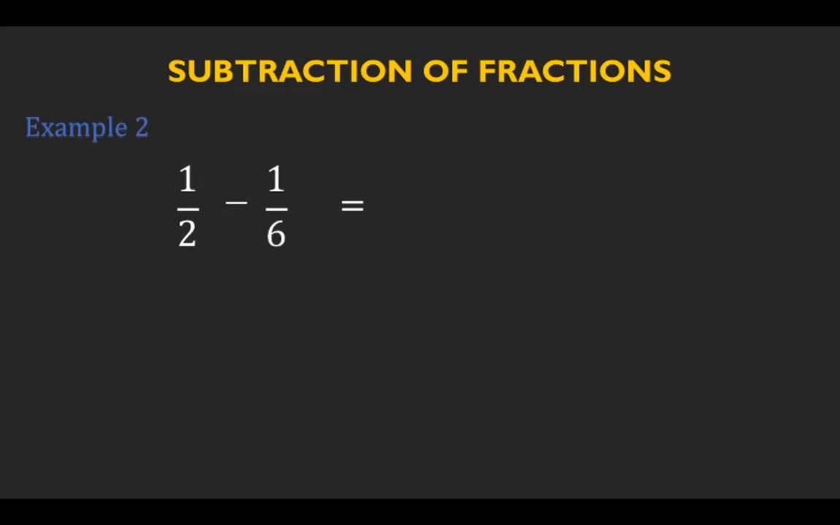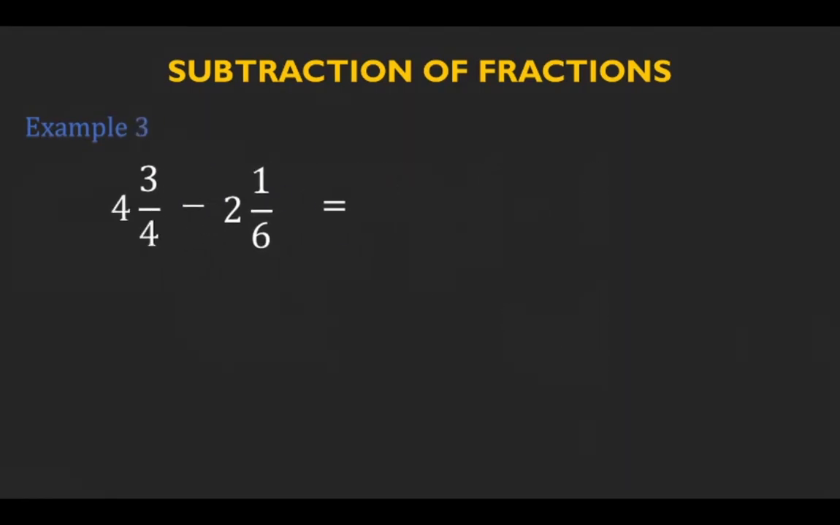Example number 2, subtracting fractions with different denominators. As we have mentioned earlier, in order to subtract fractions, they must have the same denominators. So in order to make the denominators the same, we have to make use of the least common denominator or the LCD. The LCD of the denominators 2 and 6 is 6. Now we have to change the fractions into their equivalent fractions to make their denominators the same as the LCD. Then we subtract and simplify.